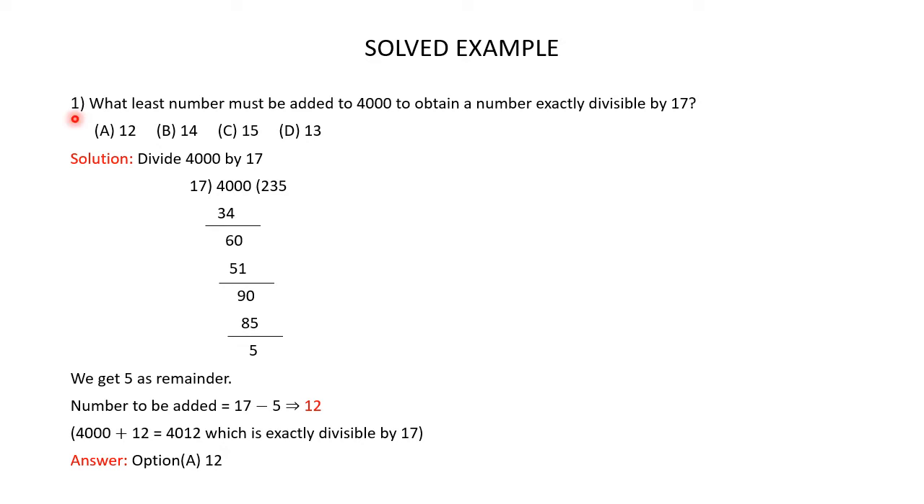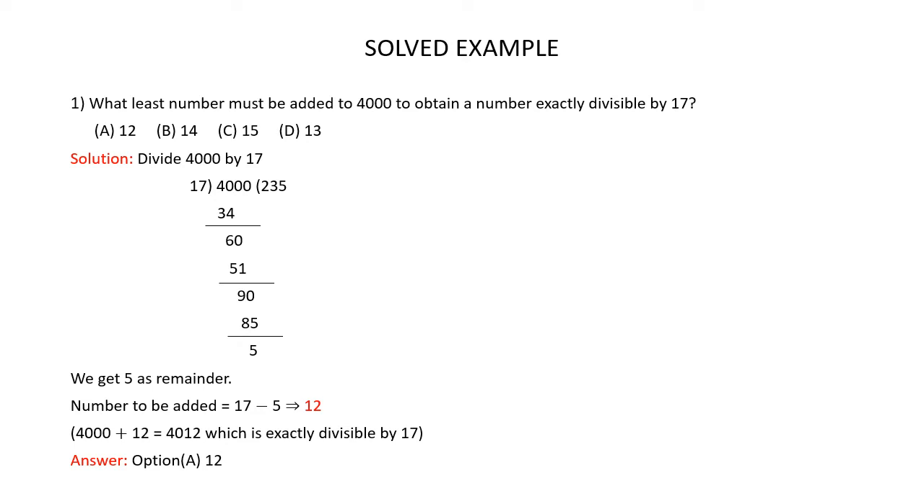Question number 1. What least number must be added to 4000 to obtain a number exactly divisible by 17? You are given 4 answer options. You have to find out which of these numbers must be added to 4000 to get a number that is exactly divisible by 17.